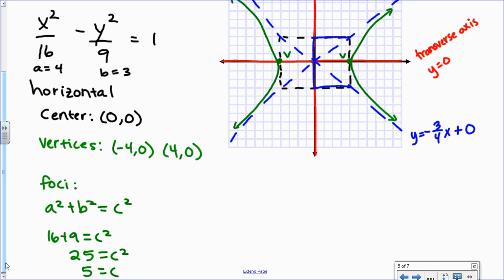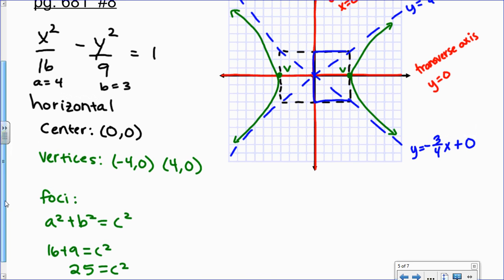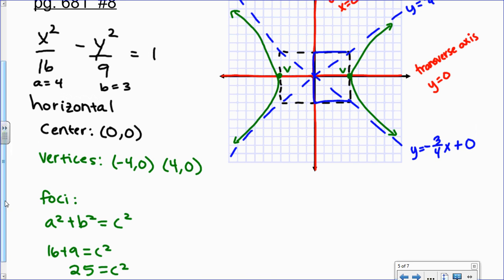And the reason why I'm going horizontal is because this is a horizontal hyperbola. So your foci will be inside the hyperbola. It's just kind of like they were inside the ellipse. To make them inside the hyperbolas, that's why it had to be a squared plus b squared. So I go 5 units left and right from my center.